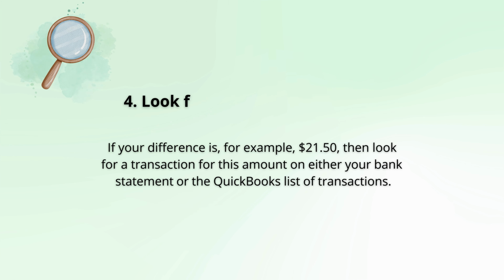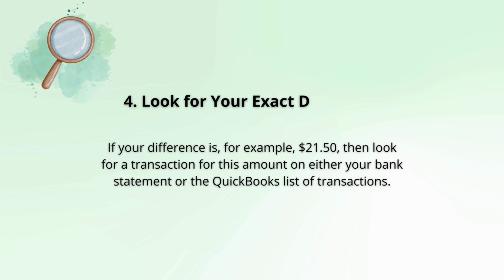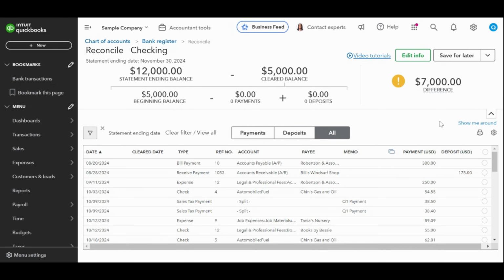Tip number 4, look for your exact difference. If your difference is, for example, $21.50, then look for a transaction for this amount on either your bank statement or in QuickBooks lists of transactions. You can click on the amount column in the QuickBooks reconciliation screen to sort the transactions by amount.